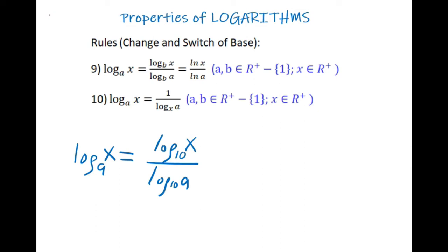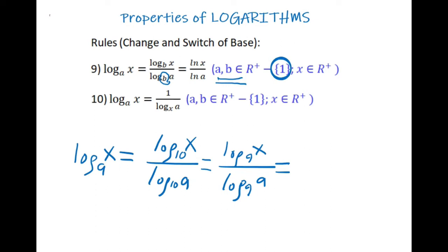So as you can see here, we change the base to 10, and now we can make it 9, of course. For example, this is also equal to logarithm of x in base 9 divided by logarithm of a in base 9. You can change this base to any number, but of course we need to obey a rule. It says a and b are positive real numbers. That means our base should be a positive real number except 1. So our base cannot be equal to 1 in this case.